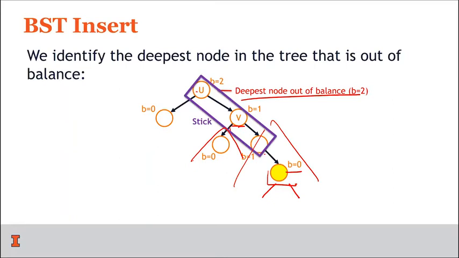Once we've identified the deepest point in the tree, we're going to identify the stick that causes the node to be out of balance. Here we've done just that. Notice the stick running from U, V, and an unlabeled node is 3 nodes that make a stick that is the reason this tree is out of balance. Let's try and transform this into a mountain.